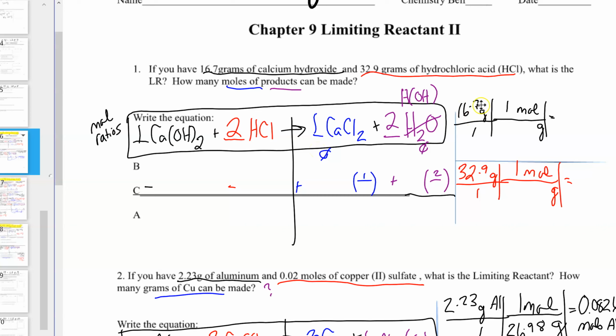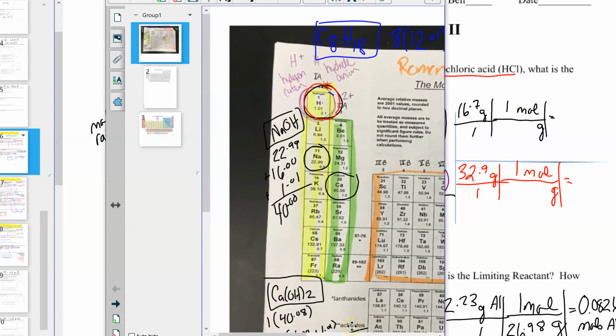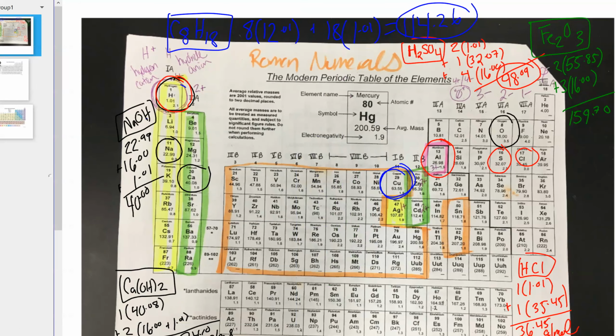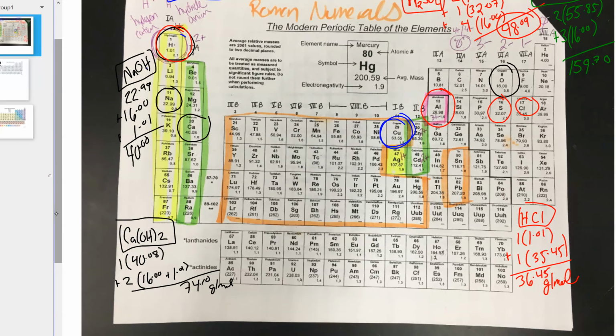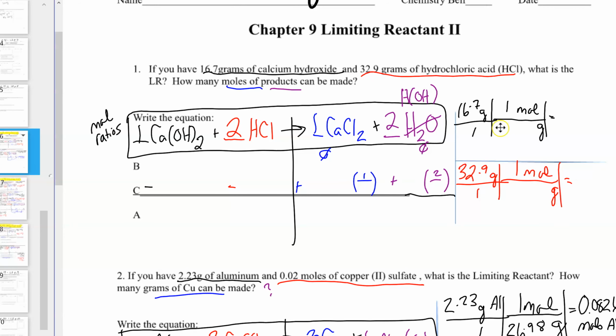To do that, we've got to convert grams to moles using the periodic table. Let's look at calcium hydroxide, Ca(OH)2. Let's find our periodic table. Oh, look at my handy dandy periodic table of science. It's written right there: calcium's molar mass plus oxygen plus hydrogen, hydroxide, 2 of those, 74.10 grams per mole. So we're going to put that into our factor labeling problem.